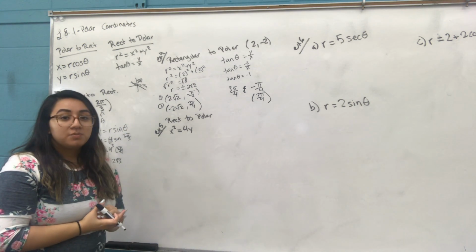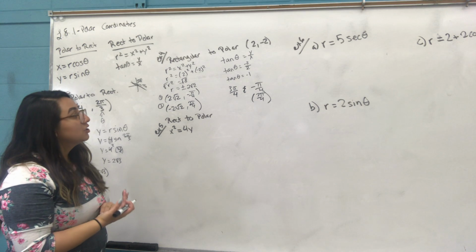Example 5, rectangular to polar. So here now it gets a little bit more complicated.